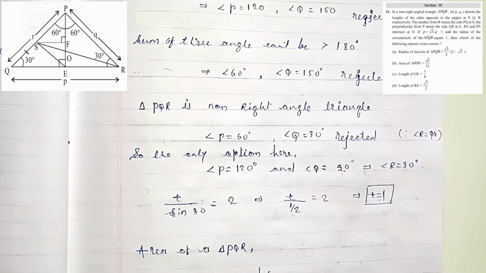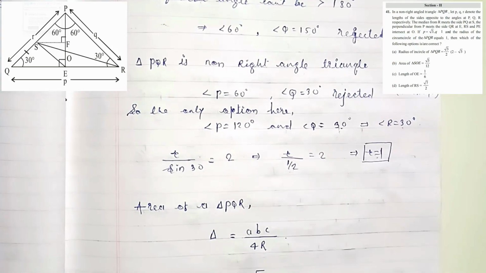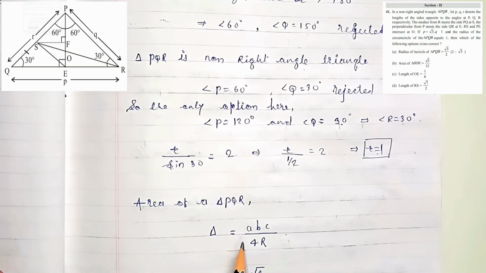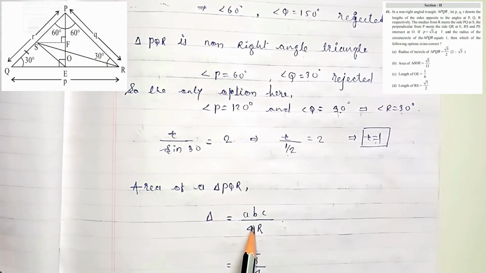First of all, the area of triangle PQR. We know that if a triangle has three sides a, b, c, then we use the result to find its area: the multiplication of the three sides a, b, c divided by 4 times the radius of the circumcircle. That is the result I have written here, and I use it to find the area of the triangle: abc upon 4R.